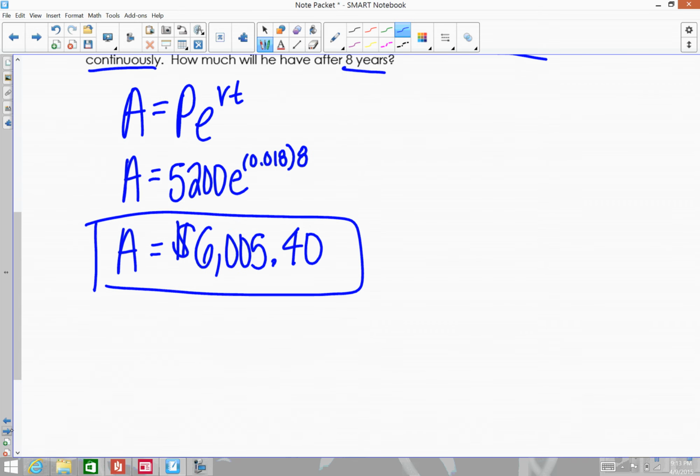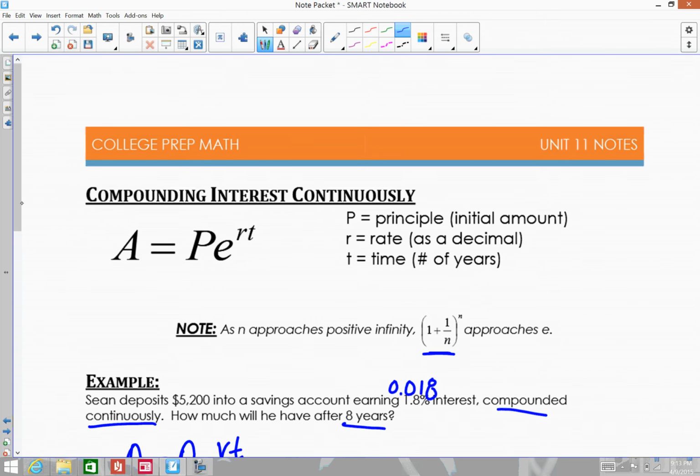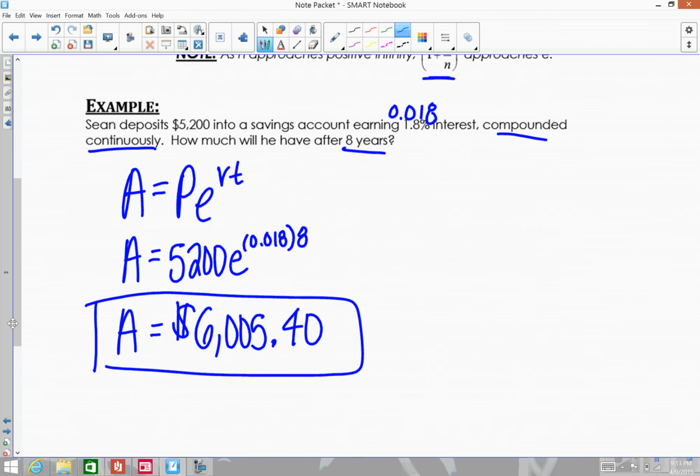So let's just look at a couple others of these. Or I guess that's it. I was thinking I had more.